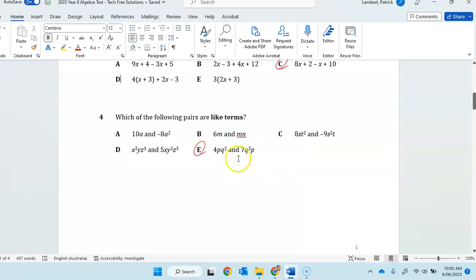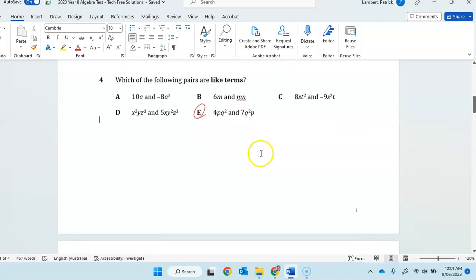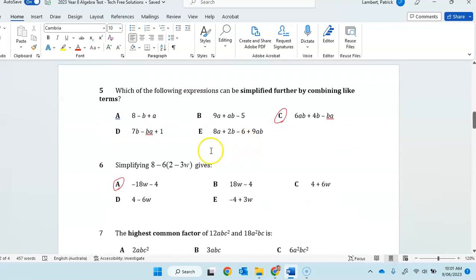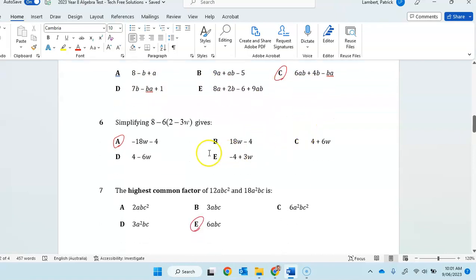In question 4, like terms, Q and Q squared, the only two that are alike, P and P are alike, so it's E. Now in question 5, AB and BA are the only two like terms. You look through all the others, there's no other like term, so it has to be C.